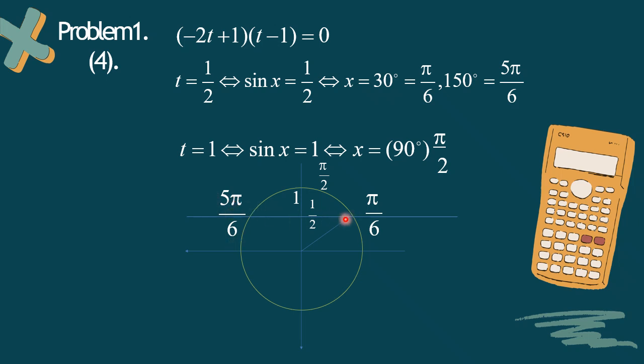So it has two solutions, and these two satisfy the conditions that are given, because it's between 0 and 180, in the first and the second quadrant. And for t equal to 1, sine x is equal to 1, so the only value of the angle x is 90 degrees, which equals pi over 2. So this is the solution.